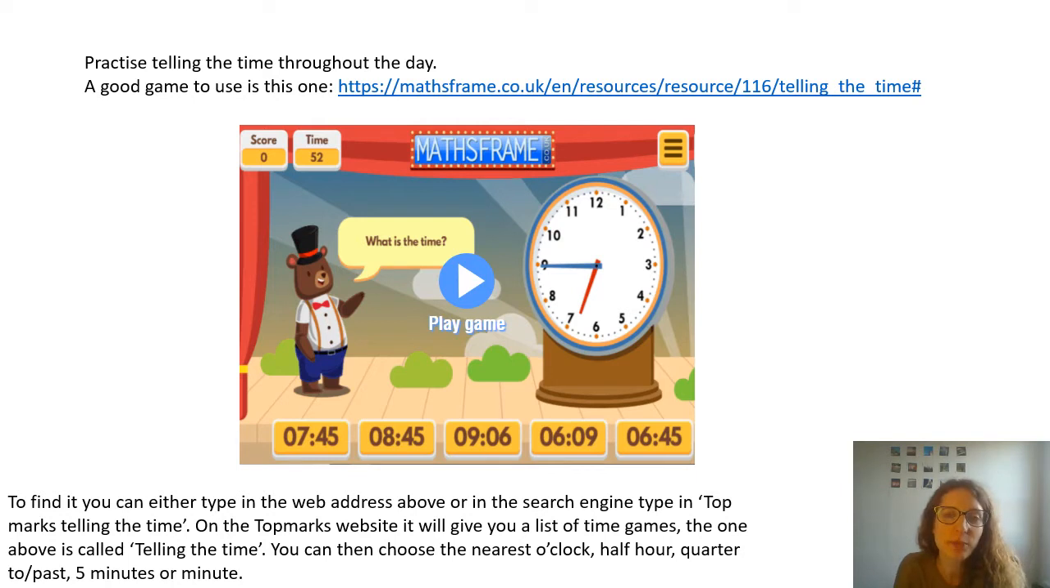To start off, I want you to go practice telling the time. This is something you could do throughout the day. Practice telling it on an analog clock with hands, not just on a digital. A good game to practice on is this one here.